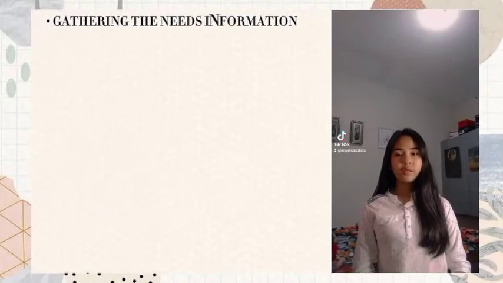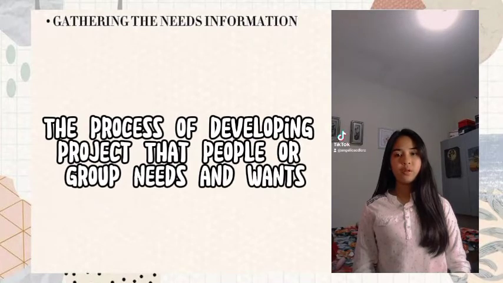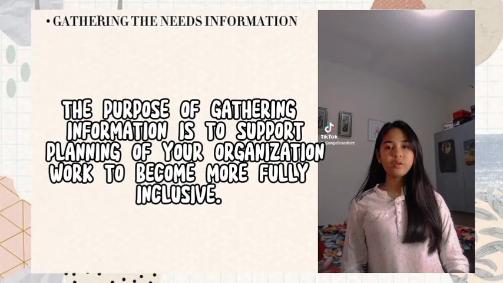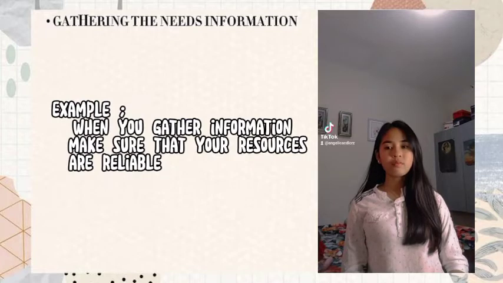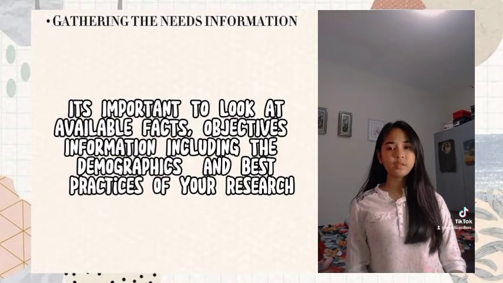Step 1. Gathering the needs information is the process of determining what a project, people, or group needs and wants. The purpose of gathering information is to support the planning of your organization's work to become more fully inclusive. When you gather information, make sure that your resources are reliable. And it is important to look at available facts, objectives, and information, including demographics and best practices of your research.